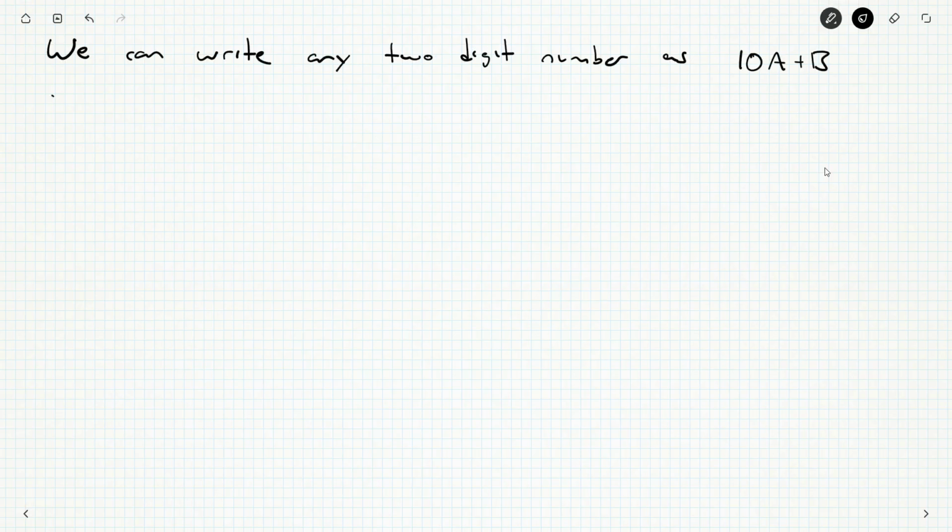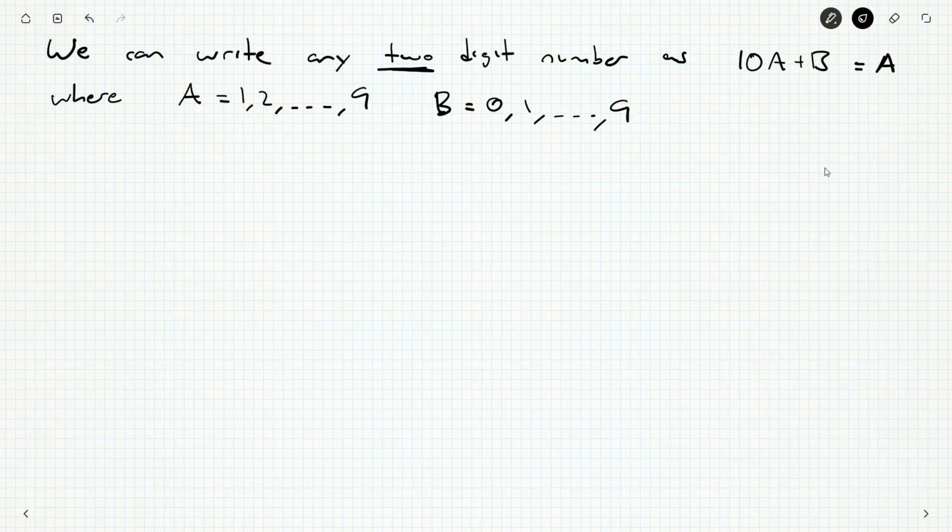And so I can write any 2-digit number. This is a written solution contest, so let's say we can write any 2-digit number as 10a plus b, where a is somewhere from 1 up to 9. I don't allow the digit 0 because it's got to be a 2-digit number. But b can be anything from 0 to 9, single digits. Technically this would be written as AB, but we don't want to confuse that with A times B. So A is the tens digit, B is the units digit.